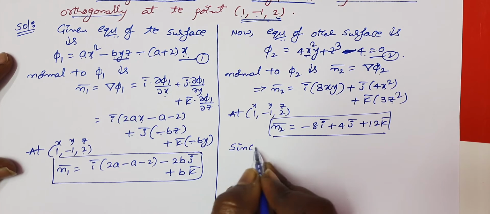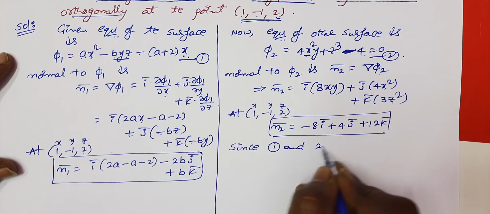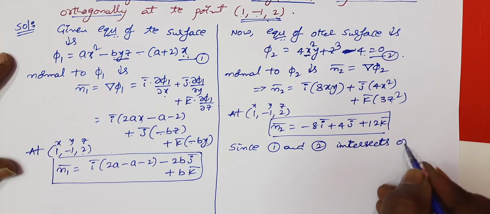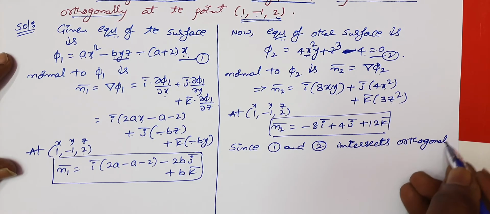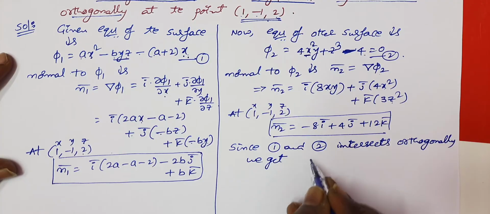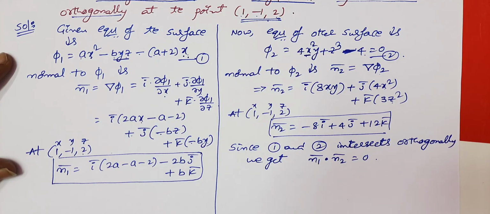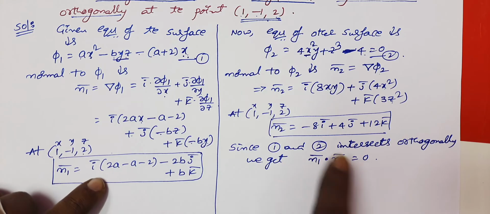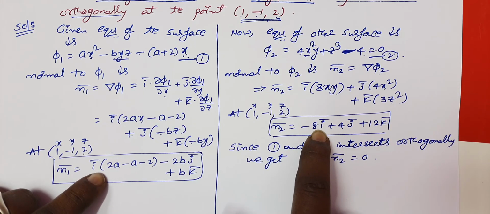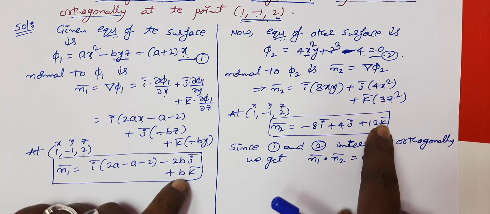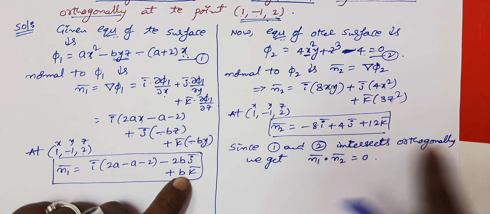Since surfaces 1 and 2 intersect orthogonally, what is the perpendicularity condition? The dot product of both normals should be 0. n1 bar dot n2 bar is equal to 0. So what is the dot product? In both vector point functions, multiply the corresponding components and add them. So multiply the i bar coefficient and i bar coefficient, the j bar coefficient, the k bar coefficient, and you can add all terms.